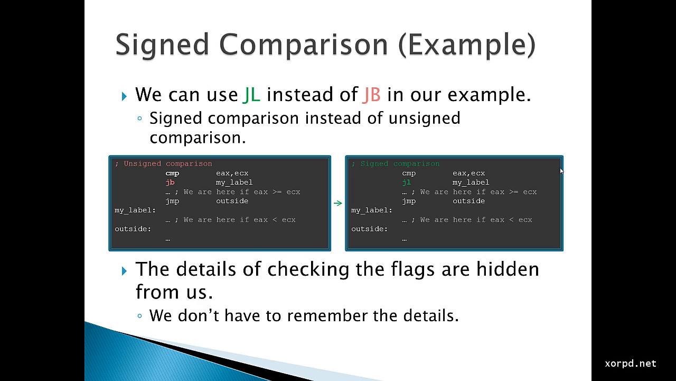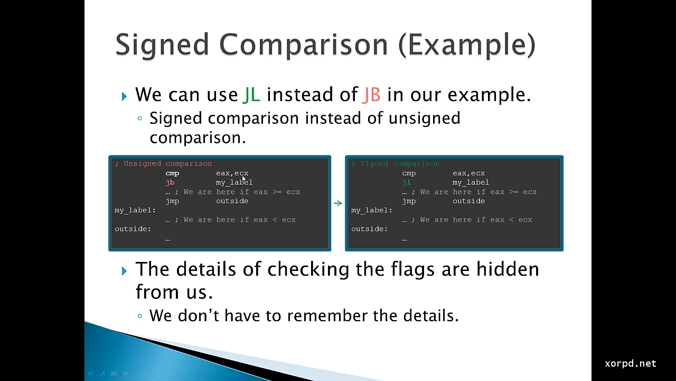Let's look at another example. You probably remember this example of unsigned comparison. First we changed sub into compare, and then we changed jump carry into jump below. And we got a pretty simple code that describes unsigned comparison of those two numbers, EAX and ECX.